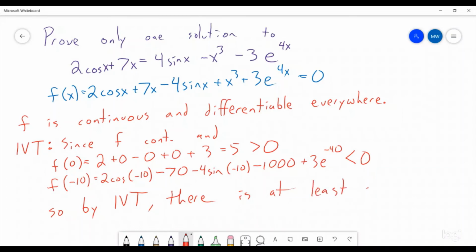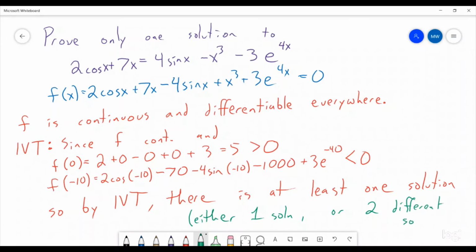So by the intermediate value theorem, there is at least one solution. So there we go. We have at least one solution, which means that there is either one solution, which we want, or there are two different solutions. And if there are two different solutions, that's how we would be able to use the mean value theorem. So we are going to use the mean value theorem, assuming there are two different solutions, and show that that is not possible, which means there has to be exactly one solution. That's how we're going to finish this problem.